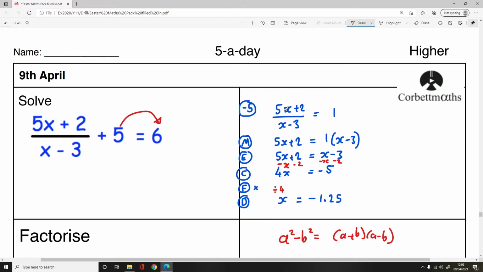So we did that. And we've got 5x plus 2 over x minus 3 is 1, and then we can go through the method to make x the subject, essentially. So multiply across by the x minus 3, expand that bracket, collect the terms by taking away an x and taking away a 2 to get 4x is minus 5. No factorising needed, then divide to get x is minus 1.25. Happy days.